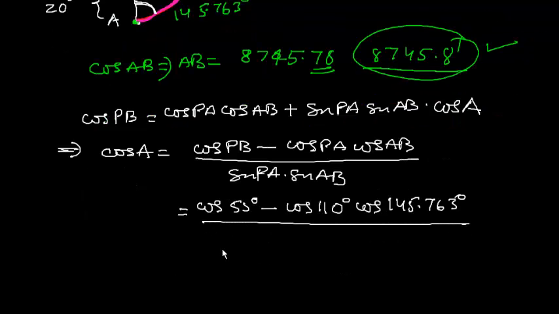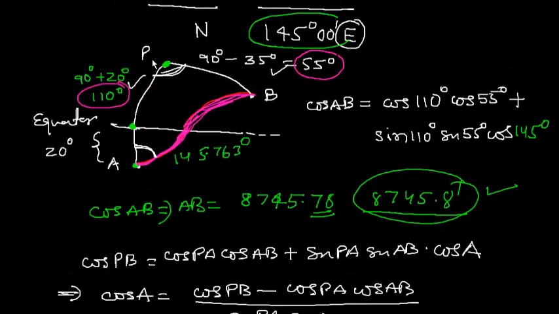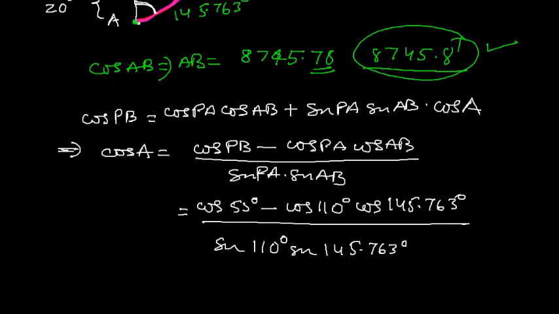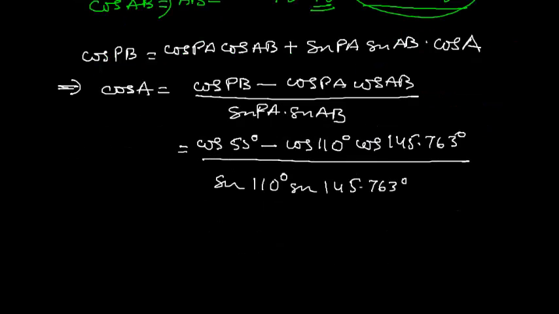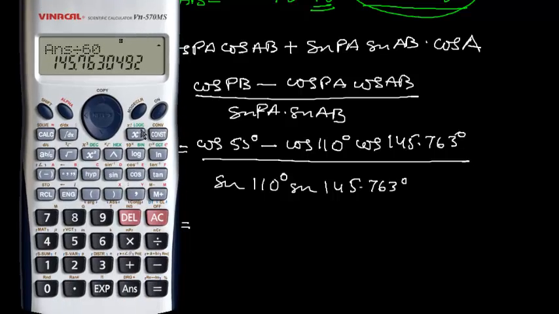I have taken this value, divided by sine PA, again 110 degrees, into sine AB, which is 145.763. Just to be sure, cos PB is 55, so P and B, this is the 55 I have taken. Well, all we have to do now is just put it in the calculator. And how to do it? Again, I can use the same. Just first let me cancel it.